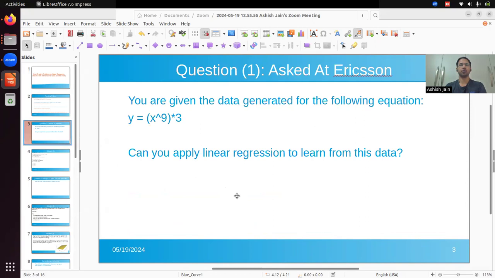Now let's look at the problems which we had. The first question was asked to me directly. The question goes, you're given the data generated for the following equation, y equals x to the power 9 multiplied by 3. Can you apply linear regression to learn from this data? I'll give you a minute to think about it and then we'll look at the solution together. All right.